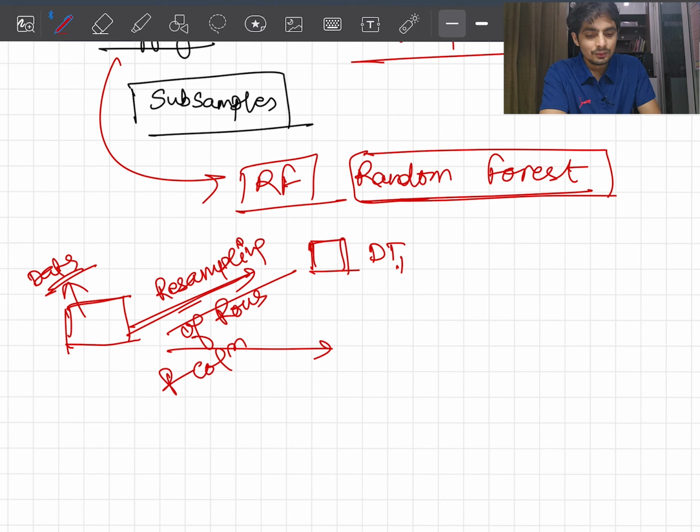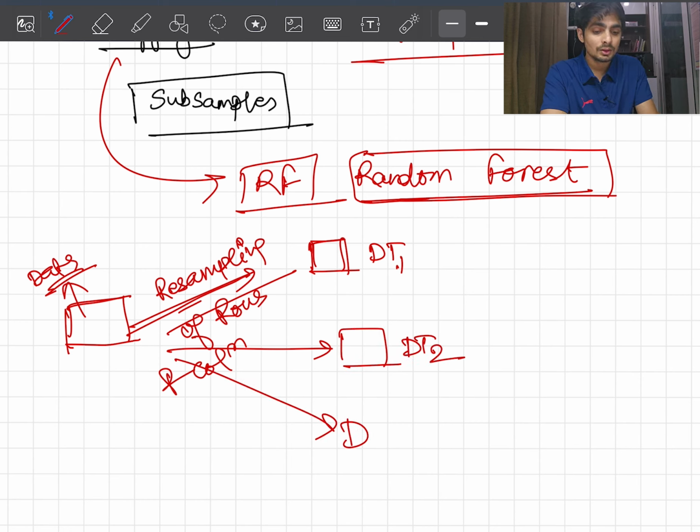Then the data which was passed to decision tree 1, a similar number of rows and columns might be passed to model 2, and in the similar fashion we will be passing subsamples of rows and columns to multiple decision trees. It depends on the hyperparameters, and on what trees we are playing with.